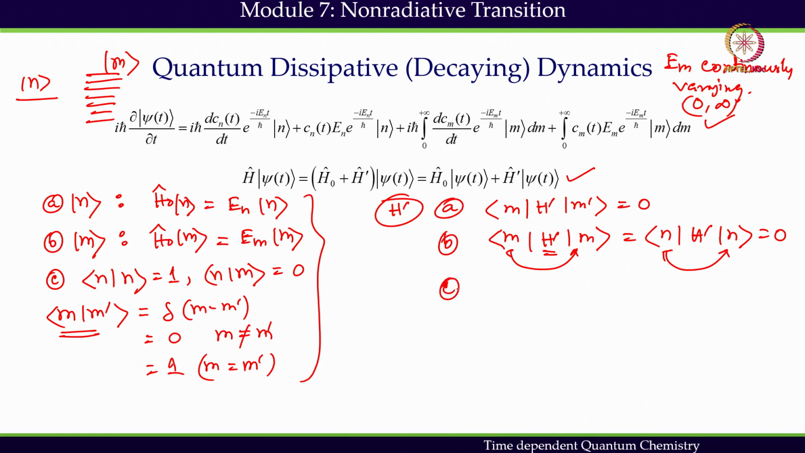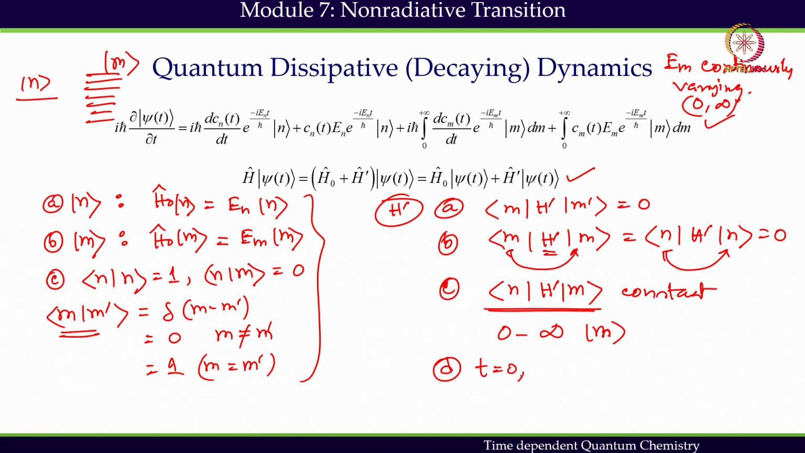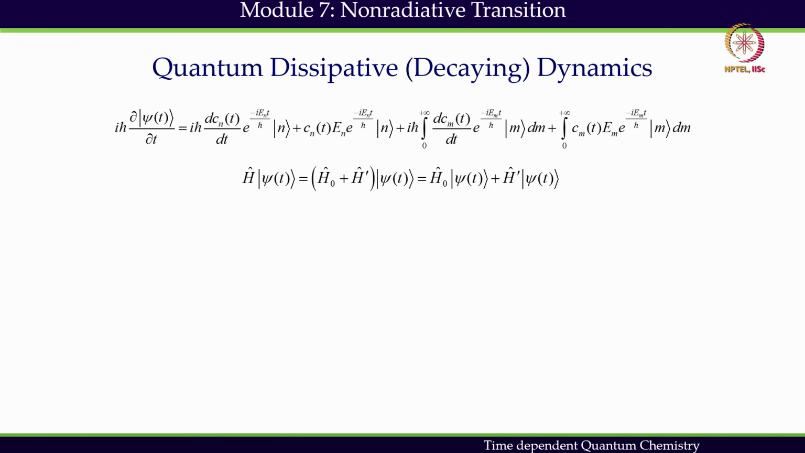Another condition we assume is that for all states, the coupling is constant. We have 0 to infinite m states, and for all states this part is constant. And finally, we assume that at t equals 0, all the population is in the initial state n, and C m, the population in the final state, was 0. So, in the final state there was no population. This is another initial condition we have defined. Based on these assumptions, we will move forward and take a look at the remaining part.